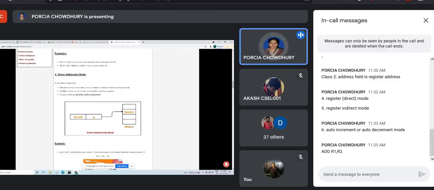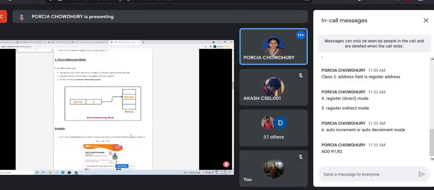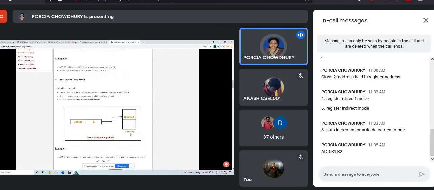So in direct addressing mode, the address field of the instruction contains the effective address of the operand. Only one reference to memory is required to fetch the operand. That's why it's direct. Okay. It is also called absolute addressing mode. Add X, this is one example. Okay. X is one register where you have the value.